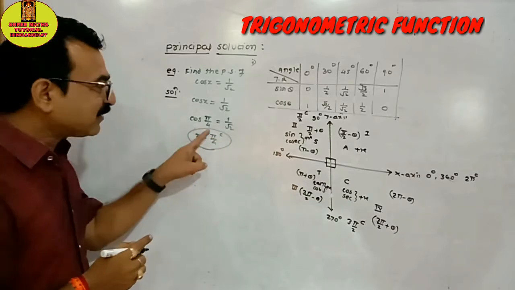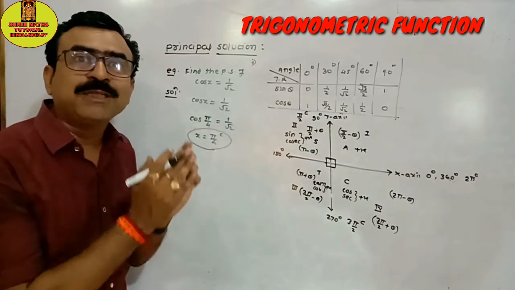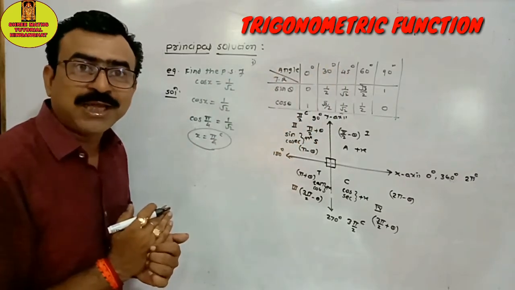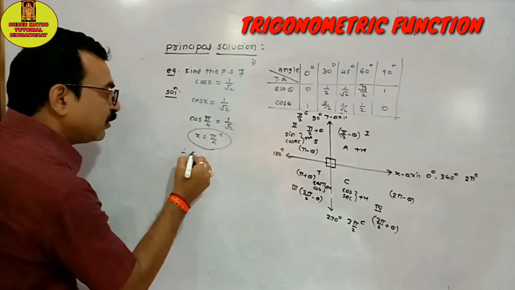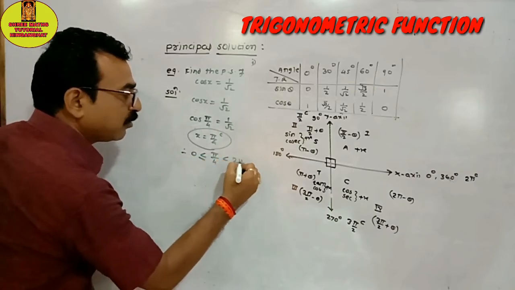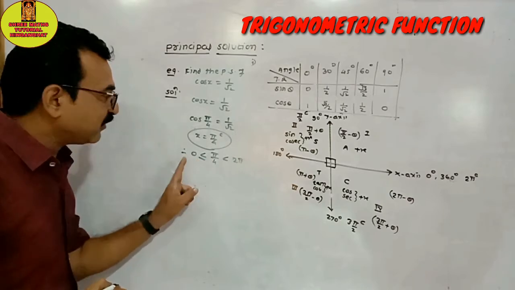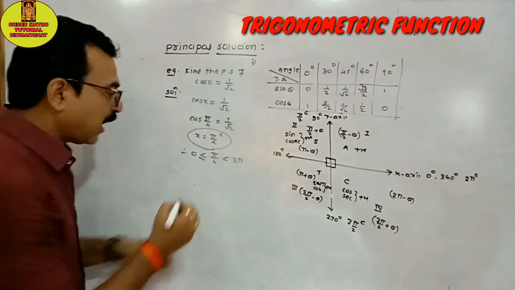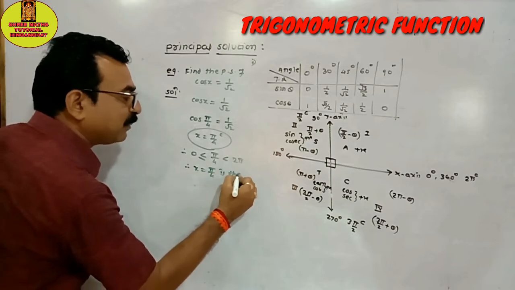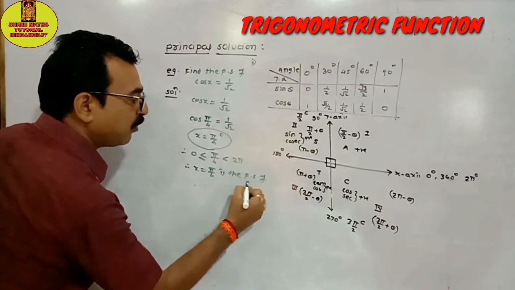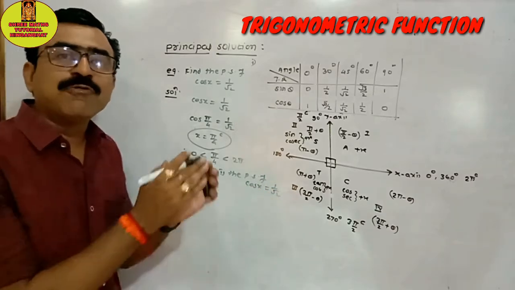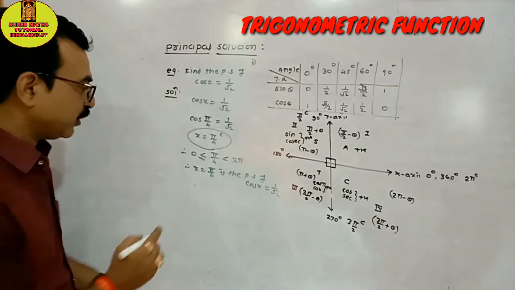Okay. So x is equal to pi by 4. Pi by 4 means 45. So 45 lies between 0 and 360. Okay. So write down here. This pi by 4 lies between 0 and 2 pi, and therefore x is equal to pi by 4 is the principal solution of cos x is equal to 1 by root 2. Okay. Now find the second principal solution.